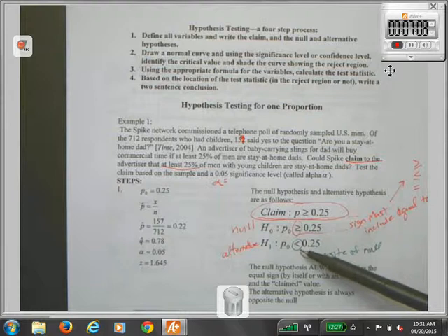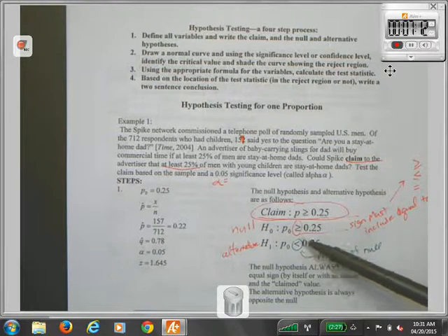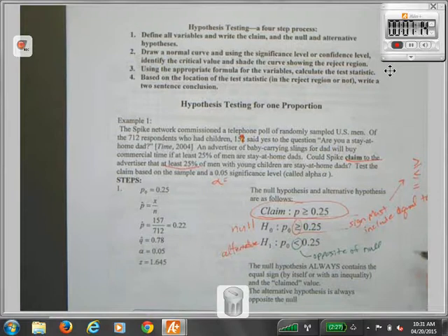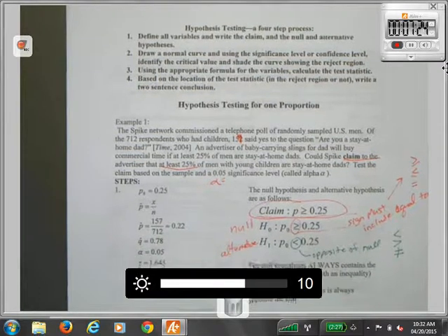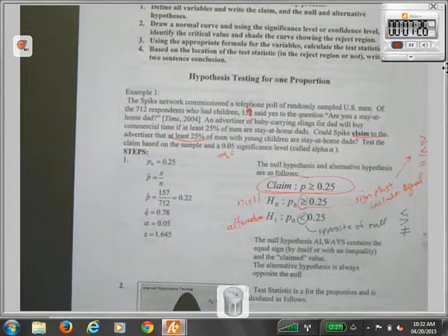So the equal to sign cannot ever be in the alternative. There will never be an equal to sign in the alternative. So the choices for the alternative are less than, greater than, or not equal to. Those are the only choices you have for the alternative, the inequality that's in the alternative.